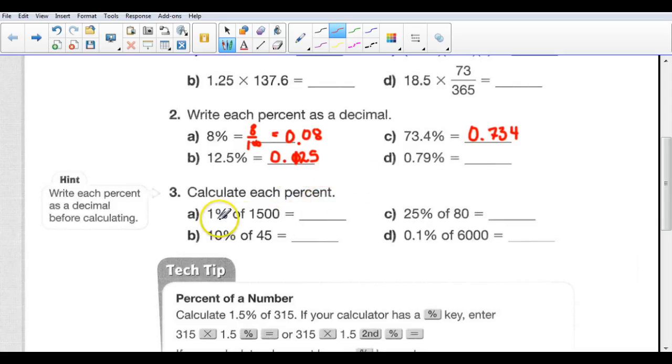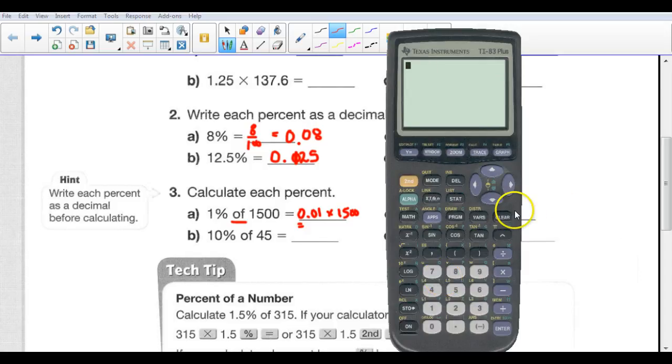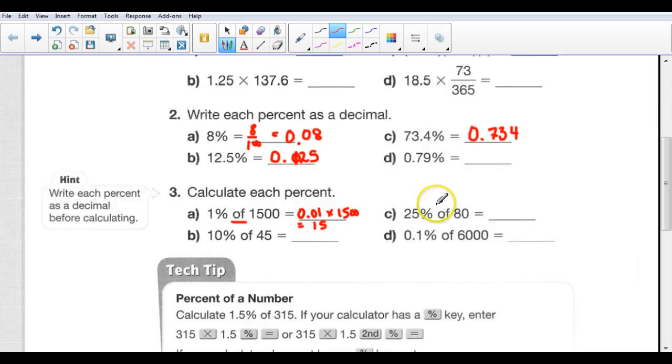Calculate each percent. 1% of 1500. Now remember, when we talked in Math 10-3, the word of means to multiply. So 1% is the same as 0.01 times 1500, which is equal to, well, we can take our calculator for that one. You should be able to do mental math just by moving the decimal point, but let's use our calculator just to be sure. 0.01 times 1500, and we get an answer of 15. Okay, so you do B, C, and D.